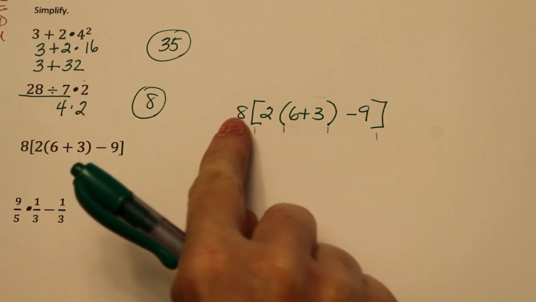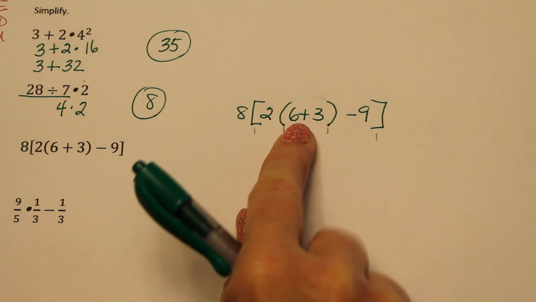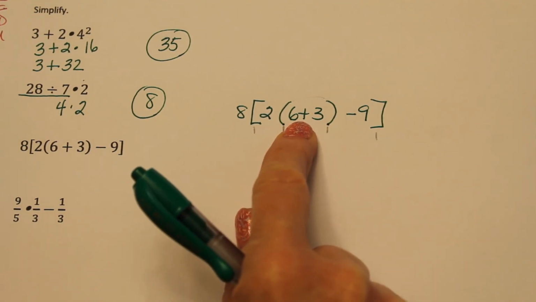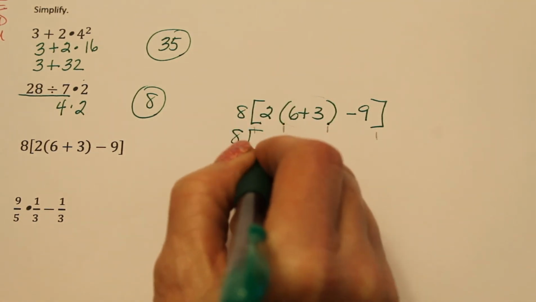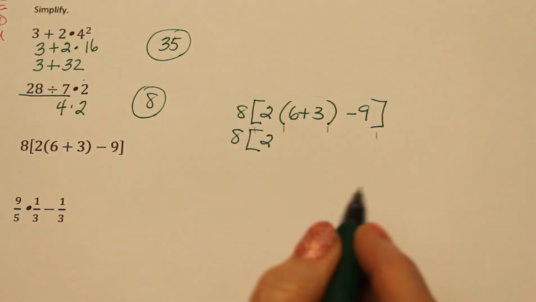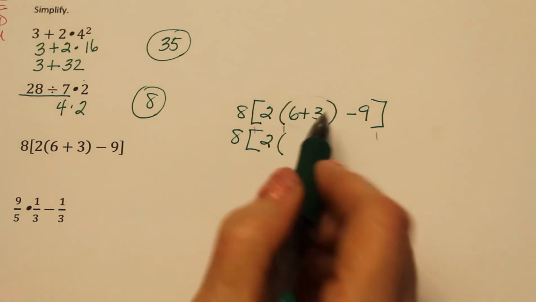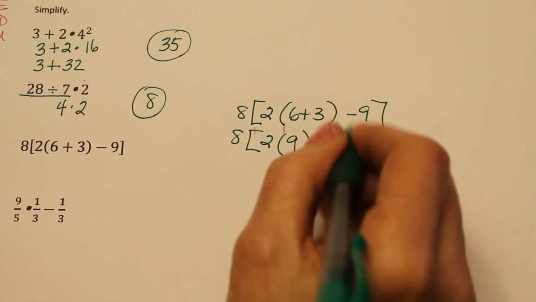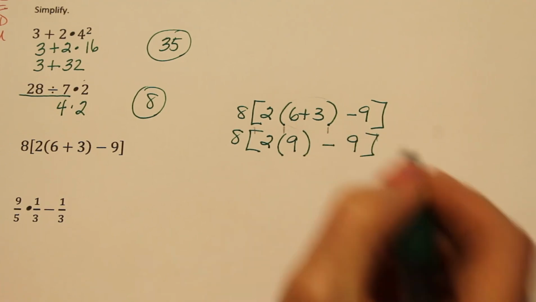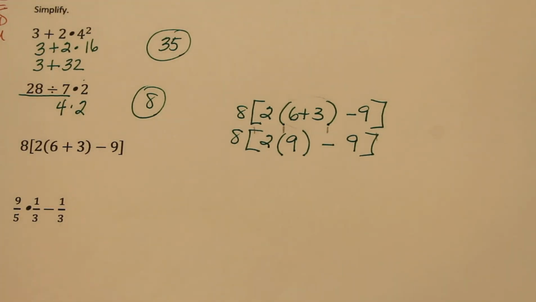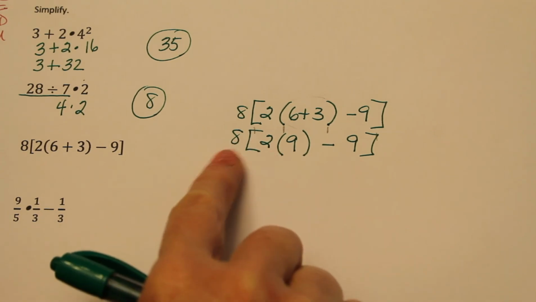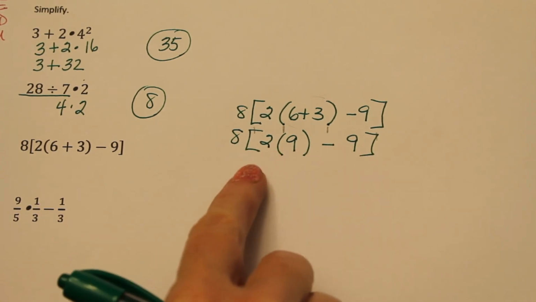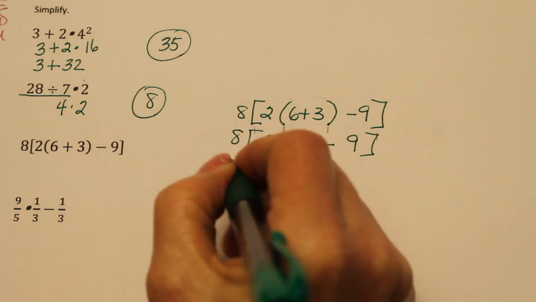So we're not going to do this multiplication yet. We're going to evaluate 6 plus 3 first. So bring down the 8, bring down the bracket, bring down the 2. Now, what is 6 plus 3? That's 9. Bring down the minus, bring down the 9, and close the bracket. All right, so now we still want to do what's in this set of parens before we multiply by 8. So bring down the 8.